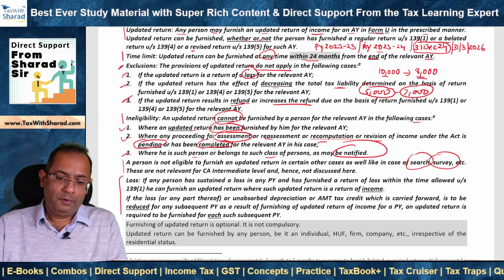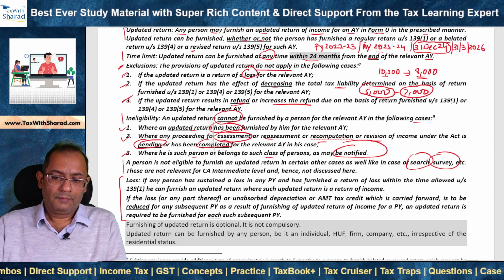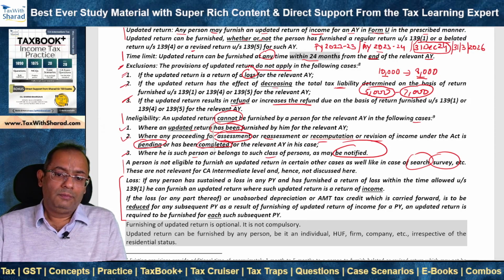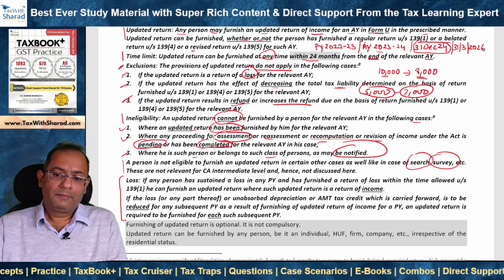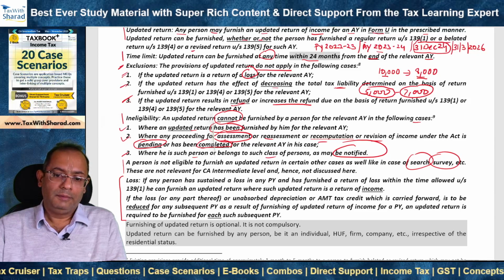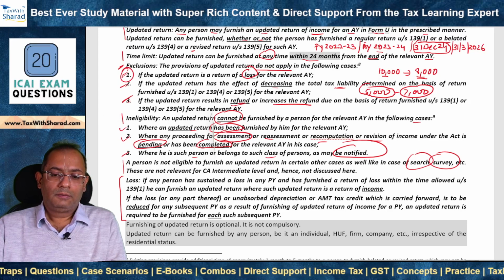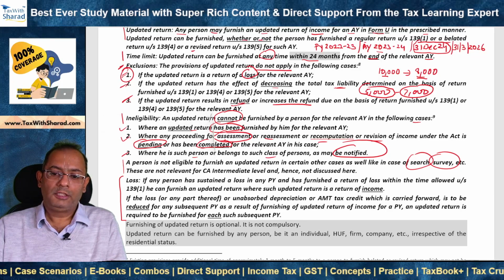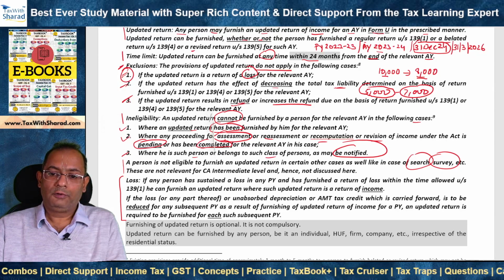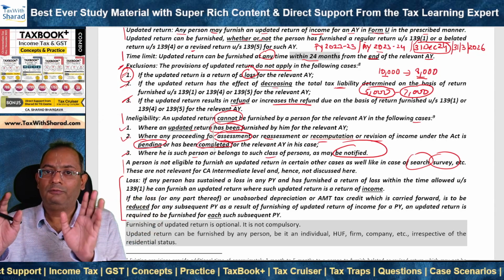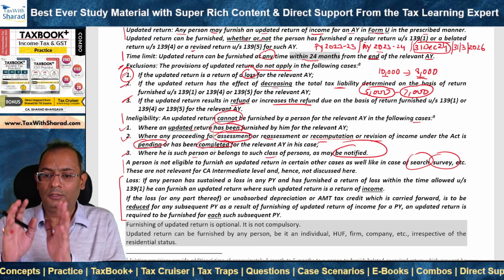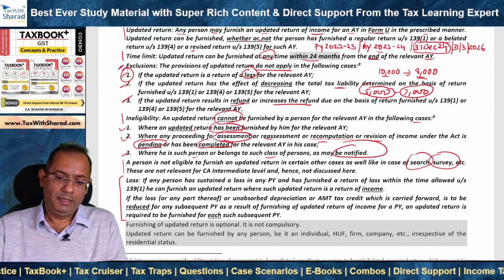Now there are 2 points regarding loss. Okay, let's see. So earlier what we have seen is the updated return. See, in exclusions, point number 1, we saw that the provisions of updated return do not apply where the updated return is a return of loss. So a return of loss cannot be furnished under 139(8)(a). Return of income can be furnished, return of loss cannot be furnished. This is what we have noted so far.